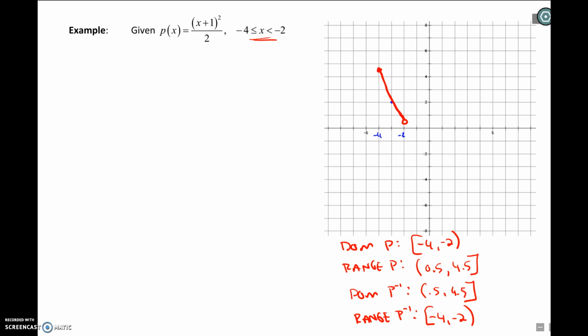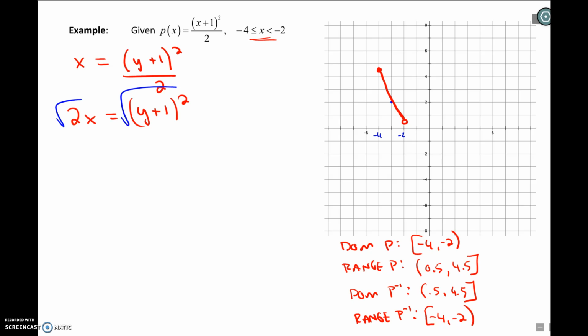All right, so now let's find the inverse. Switch the x's and y's and solve it for y. Multiply both sides by 2. Square root both sides. When you square root both sides, you got to do a plus or minus. Plus or minus square root of 2x equals y plus 1. So y is equal to plus or minus the square root of 2x minus 1.